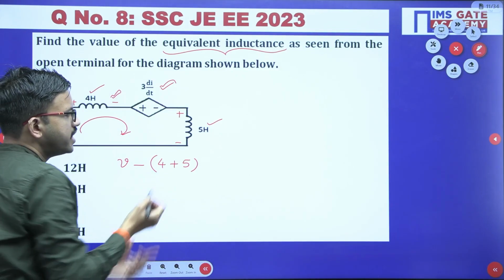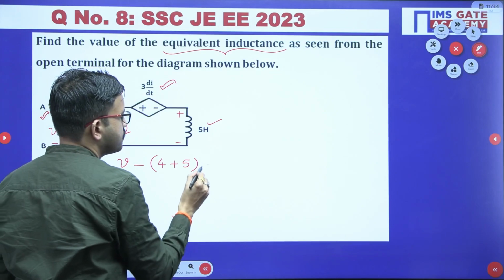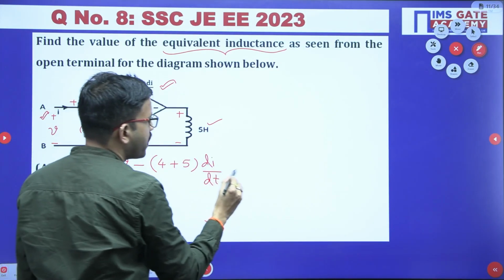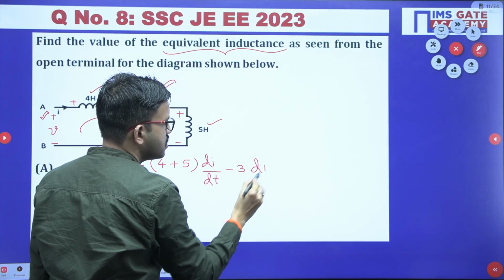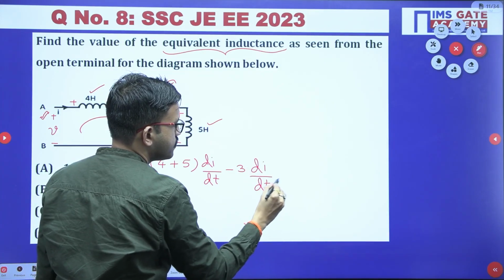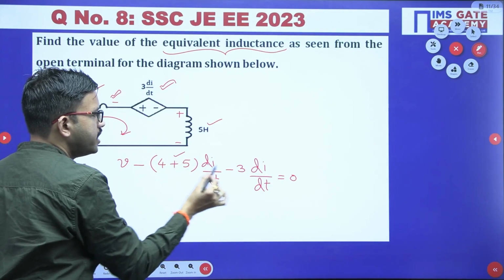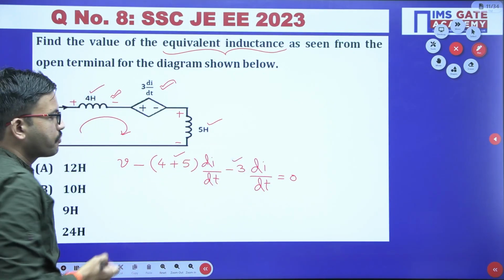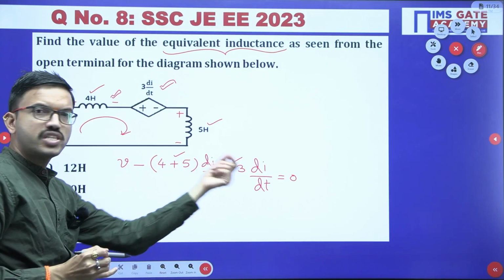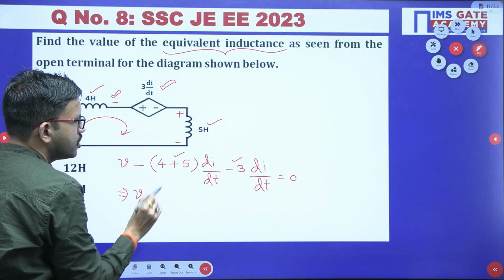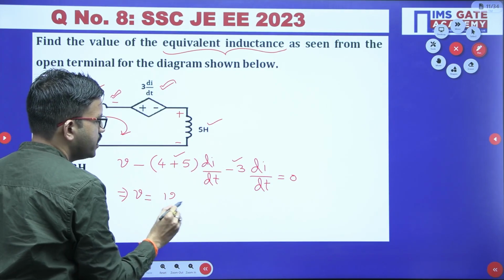This is the L equivalent into dA by dt. Then plus 2 minus minus 3 into dA by dt is equal to 0. So 4 plus 5 is 9, 9 plus 3 is 12. Both have a negative sign, so you can bring them to the right hand side and it will become positive. From here you get voltage equal to 9 plus 3, which is 12 into dA by dt.